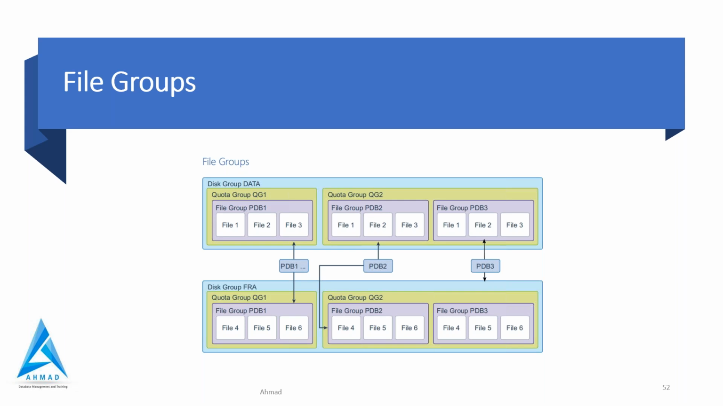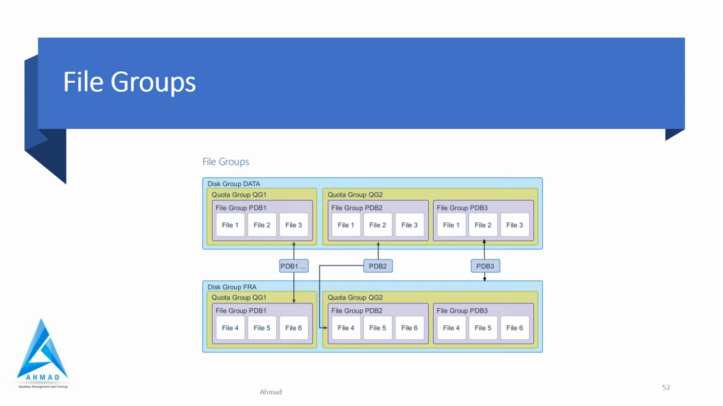So there are many things regarding that. A database can have only one file group in a disk group. A database can span multiple disk groups with the multiple file groups in this group actually, and a file group can belong to only one disk group.